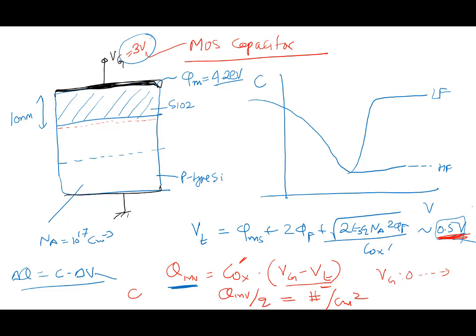Let me see if I have it. It is 5.4 times 10 to the 12 per centimeter square. These many electrons you require. 5.4 times 10 to the 12, that's the amount of electrons per unit area. Okay? So you require that. Where will these electrons come from? Where will they come from?